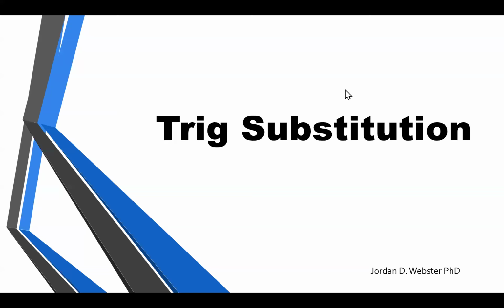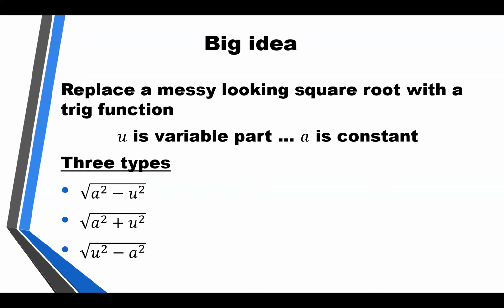In this video, we're going to take a look at trig substitution. Now, in a previous video, we looked at trig integrals, where we were integrating trig functions. In this video, we are actually going to replace a messy looking square root with a trig function. So basically, we're going to look at three types of messy looking square roots.